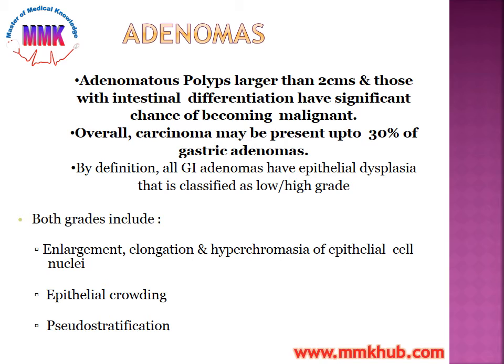By definition, all gastric adenomas have epithelial dysplasia that is classified as low or high grade dysplasia. Both grades of dysplasia include enlargement, elongation and hyperchromasia of the epithelial cell nuclei. Second feature is epithelial crowding and third feature is pseudostratification.